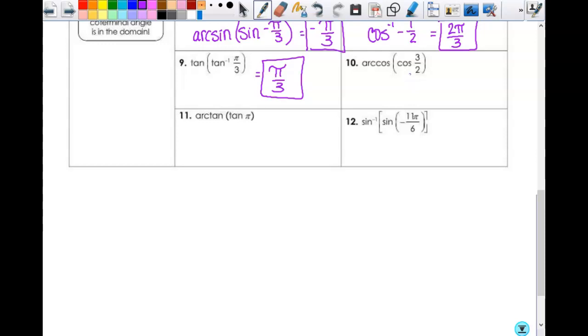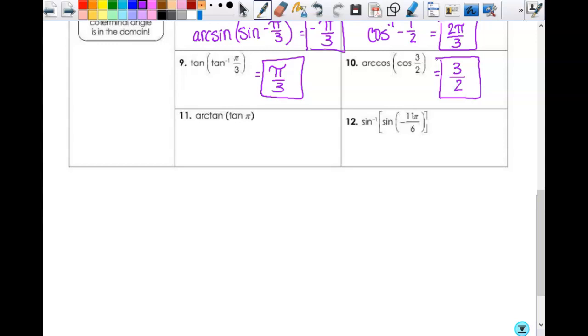3.14159 is pi. This is 1.5. Does 1.5 fit between 0 and 3.1415? Yes, it does. This has nothing to do with the negative 1 and 1 because this is an angle. So this does fall between that, and my answer is 3 halves. So pay attention to whether you have a ratio or an angle.